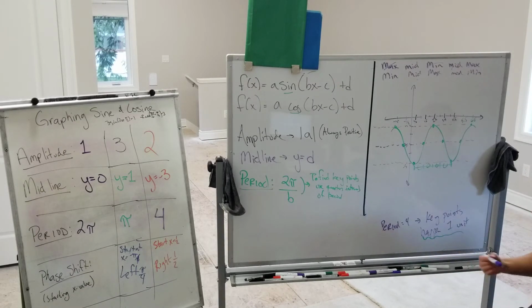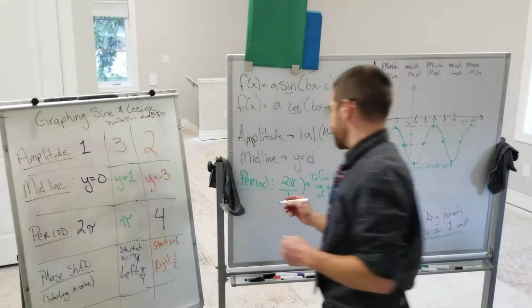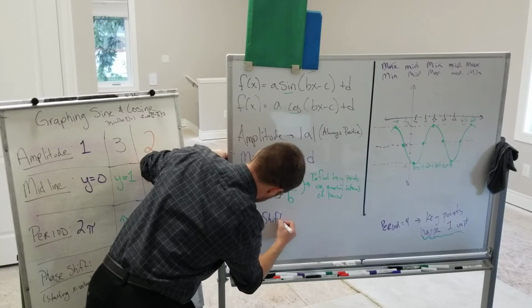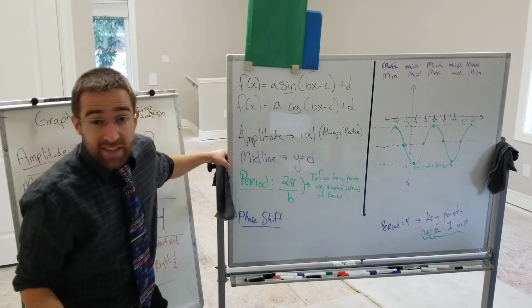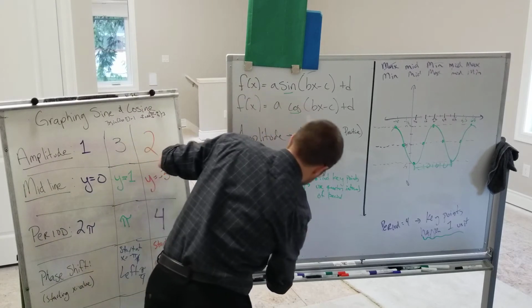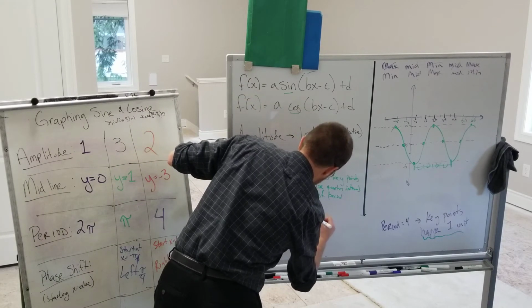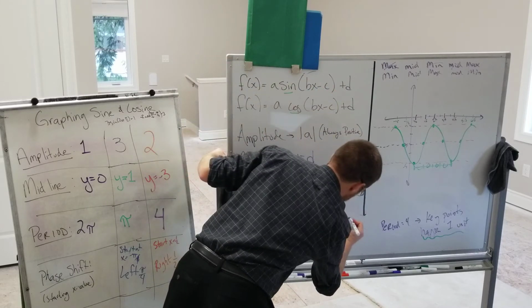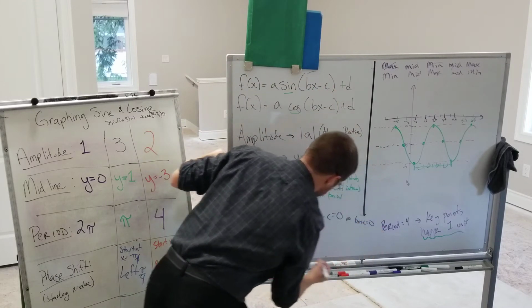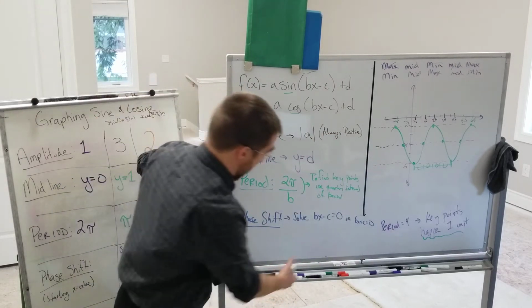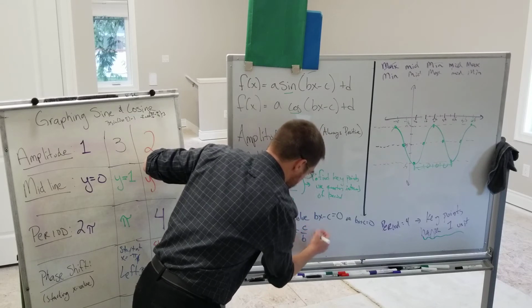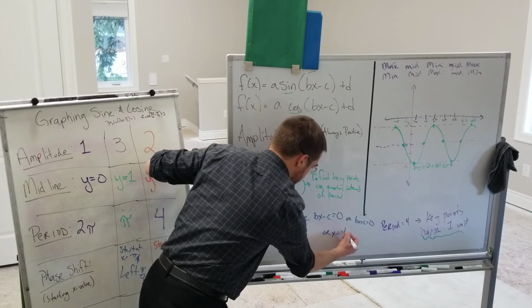The last thing is, how do we find that phase shift? The phase shift is basically the starting point for the x, and you find this by solving bx minus c equals 0. Sometimes you might have bx plus c equals 0. When you solve that, you're going to add a c and divide by a b. So you get x equals c over b, or x equals negative c over b if it was a plus, right?